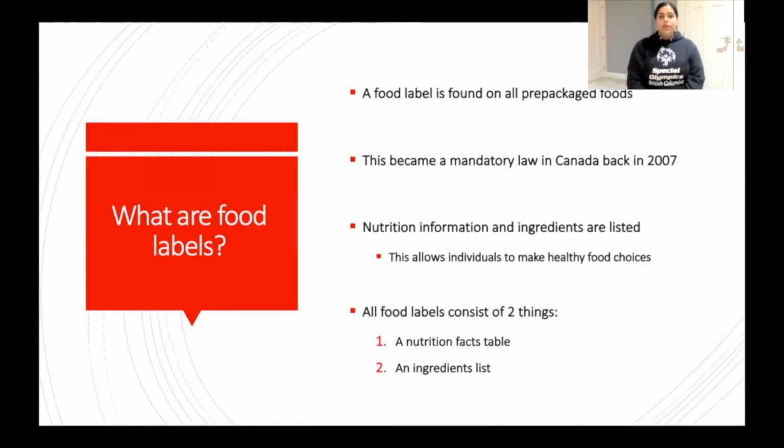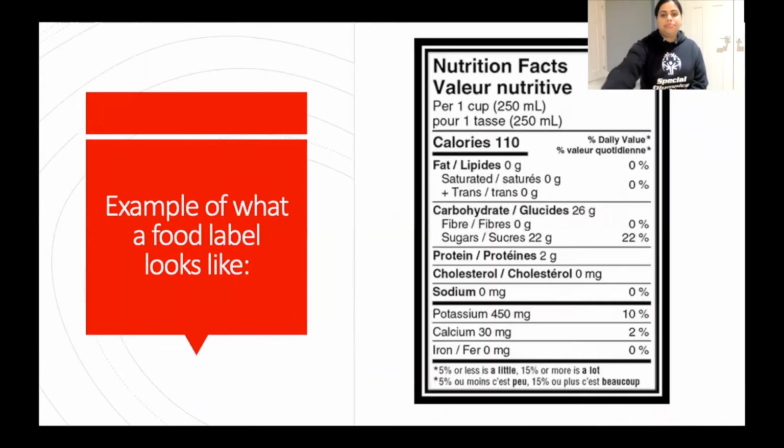So to get started, what are food labels? Food labels are found on all prepackaged foods. This became a mandatory law back in 2007 in Canada. Nutrition information and ingredients are listed on this food label, and this allows individuals to make healthy choices. All food labels consist of 2 things. This includes the nutrition facts label and an ingredients list.